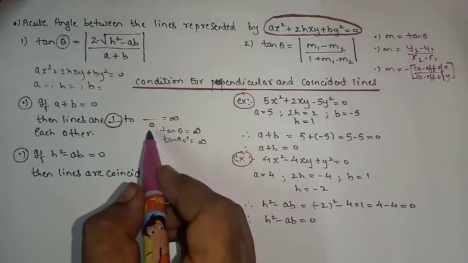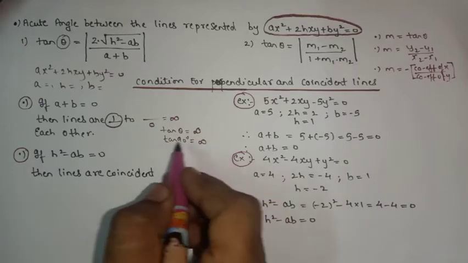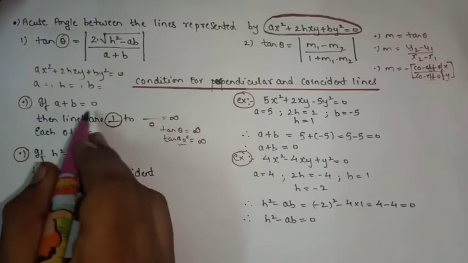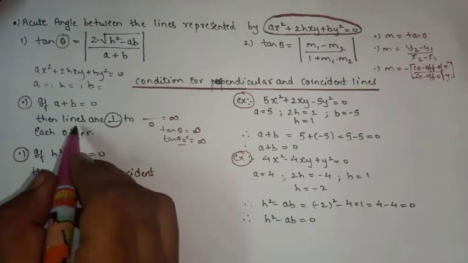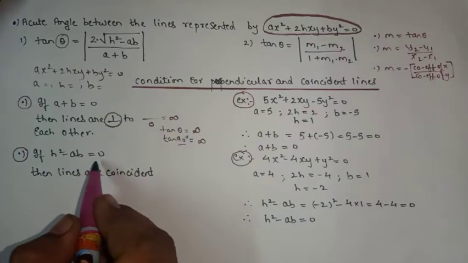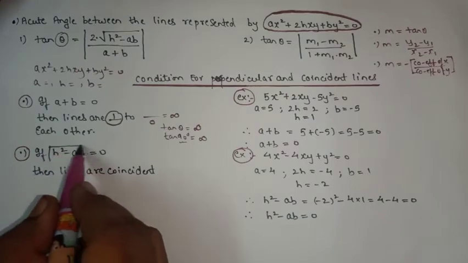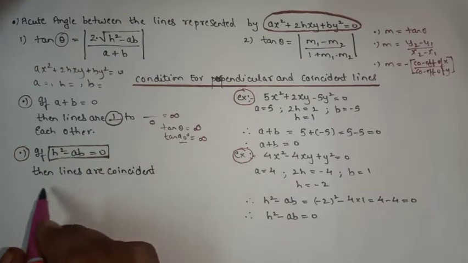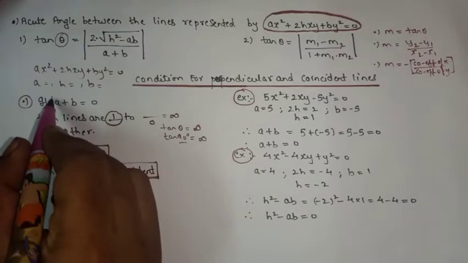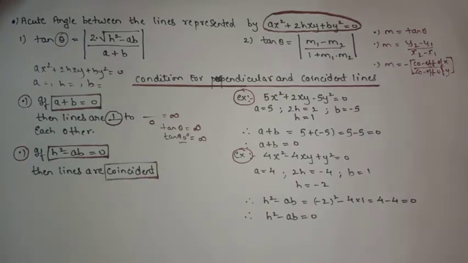As we know that if denominator is 0, that means it is not defined, and tan 90 is not defined. Yes or no? Tan 90 is not defined, so therefore 90 means what? Perpendicular. So therefore a plus b equals to 0 shows that the lines are perpendicular to each other. Now if h square minus ab is equal to 0, then the lines are coincident. And if a plus b equals to 0, it means the lines are perpendicular. Remember this.